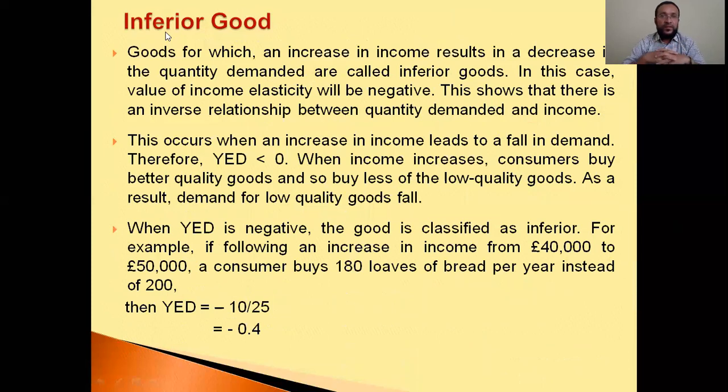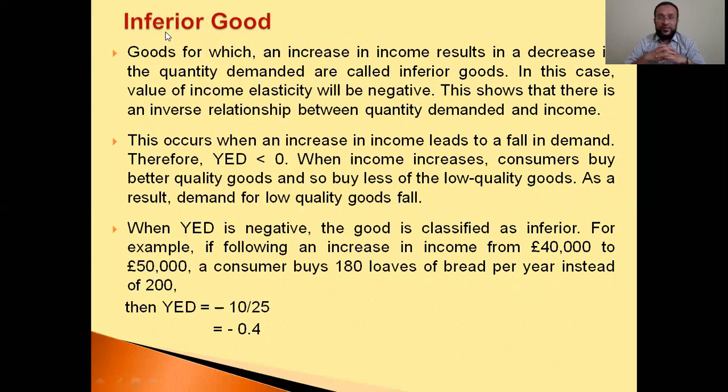Inferior good. Goods for which an increase in income results in a decrease in the quantity demanded are called inferior goods. In this case, the value of income elasticity will be negative. This shows that there is an inverse relationship between quantity demanded and income. This occurs when an increase in income leads to a fall in demand. Therefore, YED is smaller than 0.